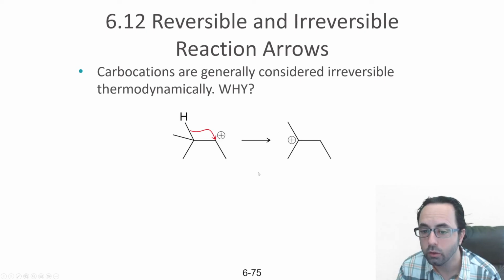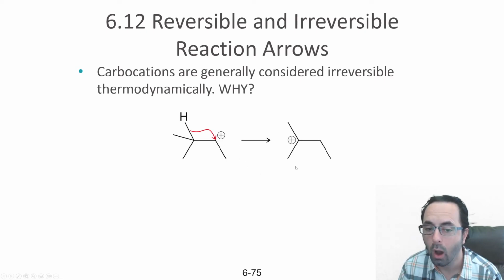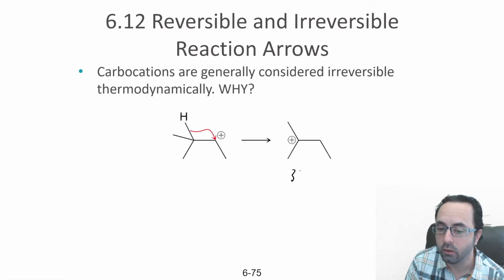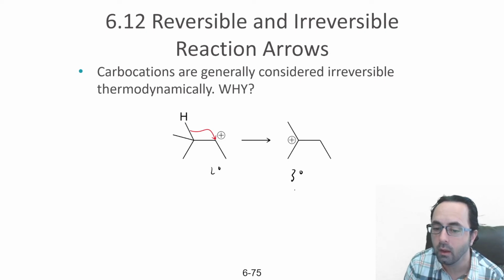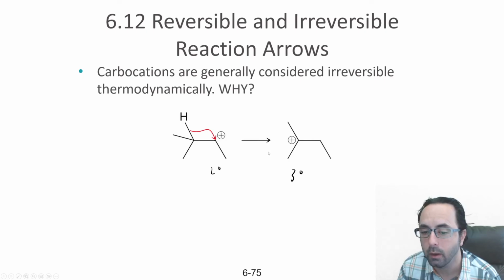Carbocation rearrangements are generally considered irreversible, like this one here. Why? Well, this one has a tertiary carbocation, and see this carbon is attached to 3 different carbons. This one has a secondary carbocation. This carbon is attached to two different carbons. The tertiary carbocation is much more stable than the secondary. So in the case of carbocation rearrangements to a more stable tertiary carbocation, we generally draw one way.